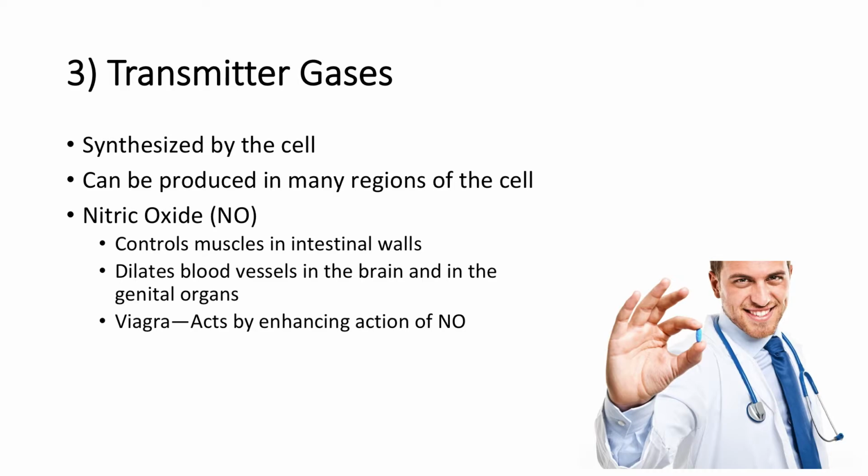Examples of this are that it controls the muscles of your intestinal walls, and it dilates your blood vessels in brain regions that are in active use so that these regions get more blood. It also dilates your blood vessels in genital organs, and therefore it is active in producing erections in males. So there's a drug called sildenafil citrate, which I'm sure everyone has heard of as Viagra. Viagra enhances the action of nitric oxide and is used as a treatment for male erectile disorders.